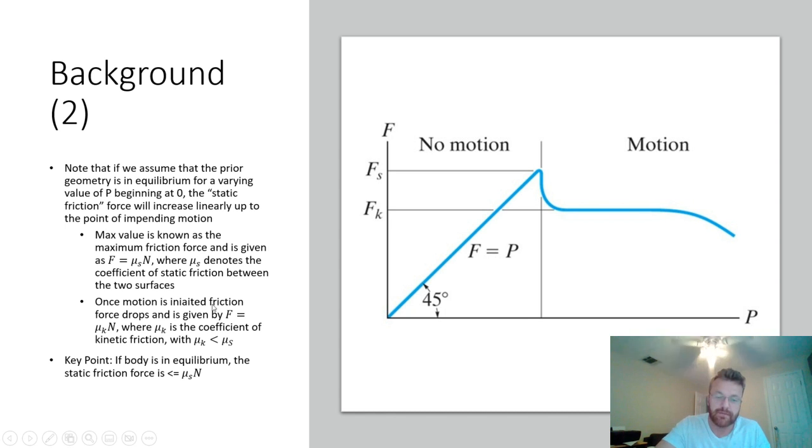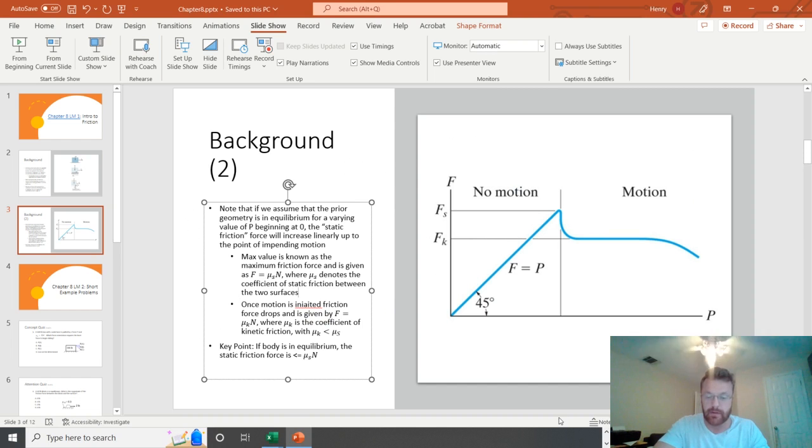One interesting thing to note is if you were to compute this as mu sub k times N, that would imply that it's constant, but we see that for very large values of P, it goes away from a constant and actually starts to drop off. If you push this thing hard enough, certain aerodynamic effects come into play and the frictional force is even further reduced. But the key point that I want you to realize, and we'll emphasize this through some examples in the next slide deck, is that if a body's not moving, the frictional force is not always mu sub s times N. It's whatever is necessary based upon the force that's applied in order to keep that thing in static equilibrium.